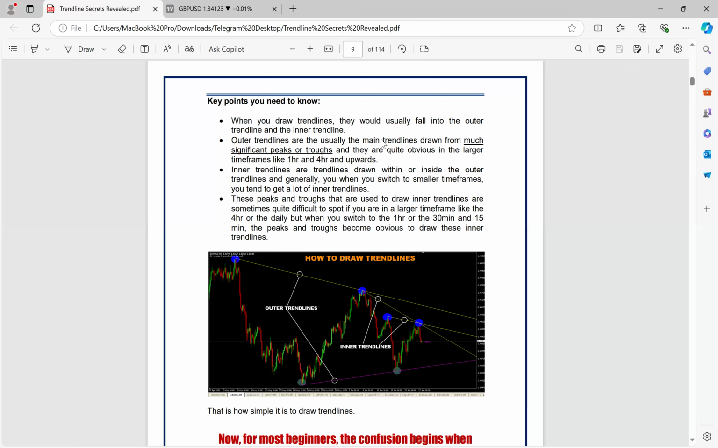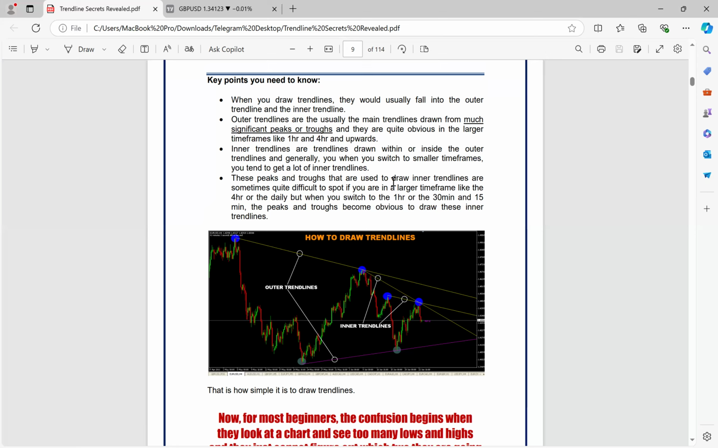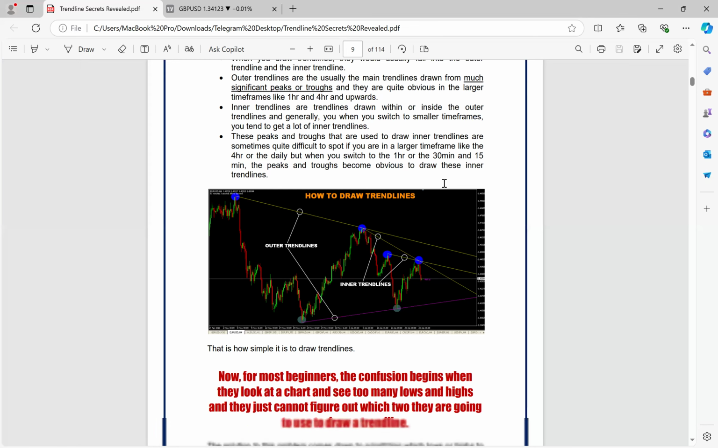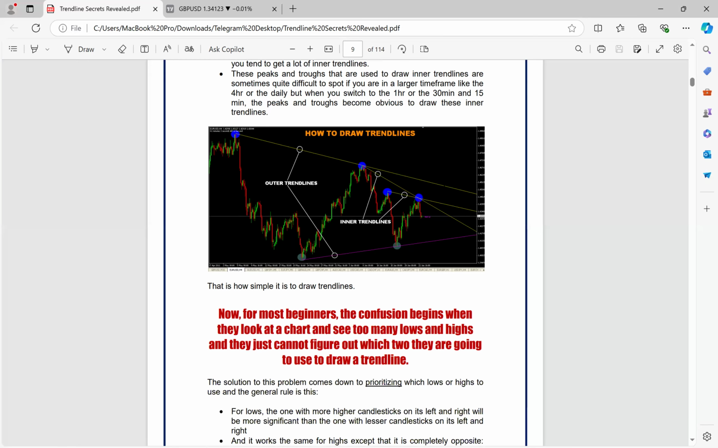These peaks and troughs that are used to draw inner trend lines are sometimes quite difficult to spot if you are in a larger time frame, like the 4 hour and the daily. But when you switch to the 1 hour time frame, the 30 minutes and the 15 minutes, you are able to draw your inner trend lines. So that's what it is. From 30 minutes down to your 5 minutes time frame, you have your inner trend lines.